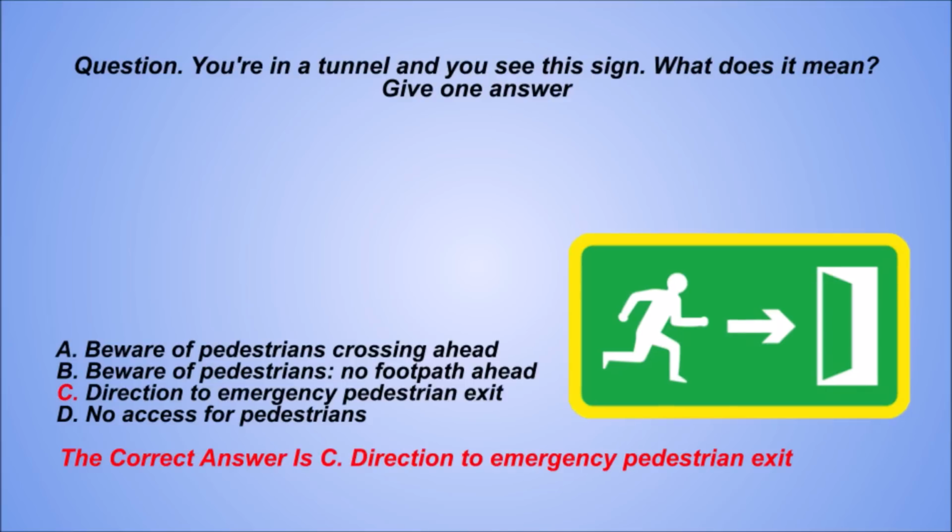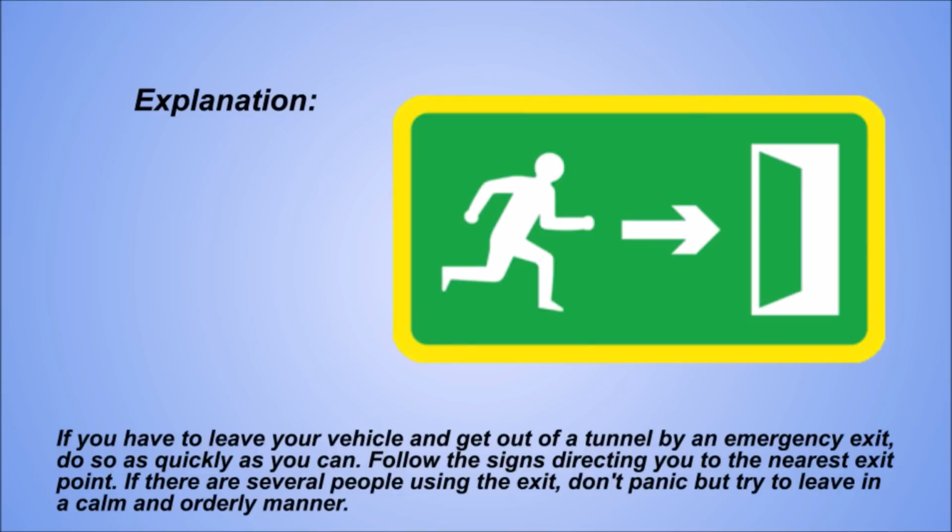The correct answer is C. Direction to emergency pedestrian exit. Explanation: if you have to leave your vehicle and get out of a tunnel by an emergency exit, do so as quickly as you can. Follow the signs directing you to the nearest exit point. If there are several people using the exit, don't panic but try to leave in a calm and orderly manner.